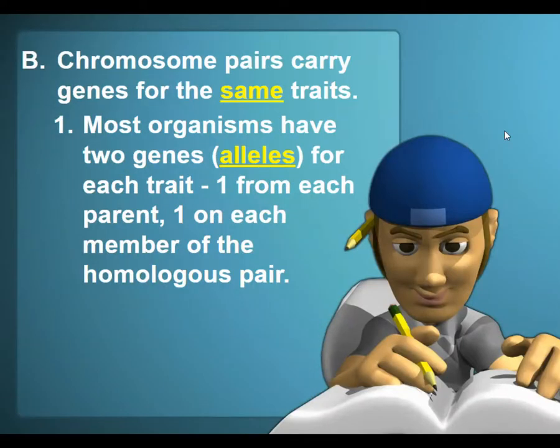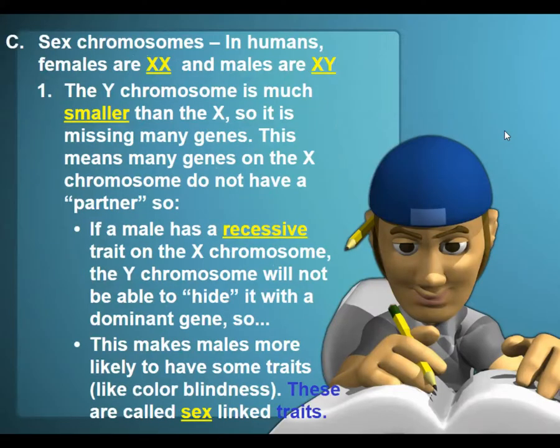Chromosome pairs carry genes for the same traits. Most organisms have 2 genes or alleles for each trait, one from each parent and one on each member of the homologous pair. Sex chromosomes in humans.